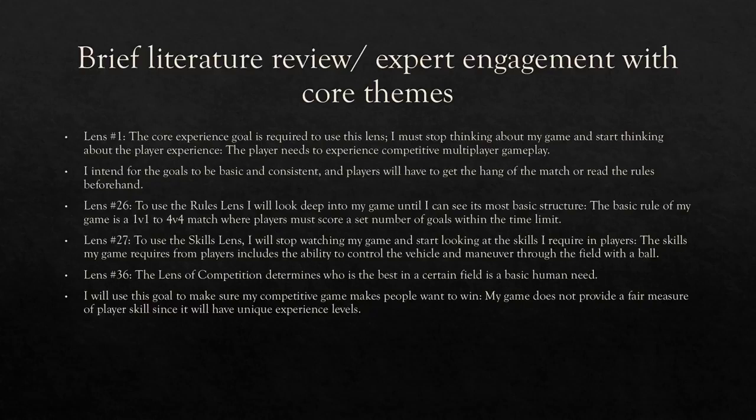Lens number 27. To use the skills lens, I will stop watching my game and start looking at the skills I require in players. The skills my game requires from players include the ability to control the vehicle and move through the field with a ball. An outstanding skill is the ability to score the most goals in a match. These skills will create the experience I want. This will make the game unfair, but players improve their skills by practicing. The game will require a certain skill level in terms of understanding this genre of game. I will use this lens as a window into the player's experience.